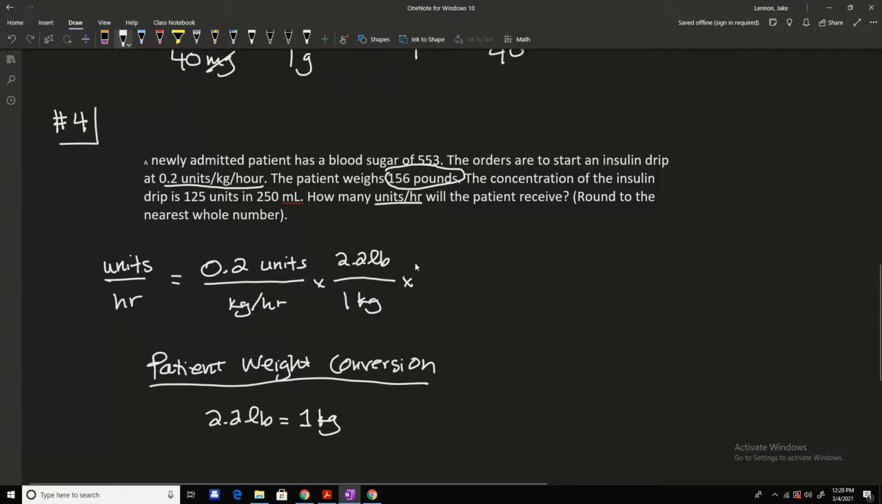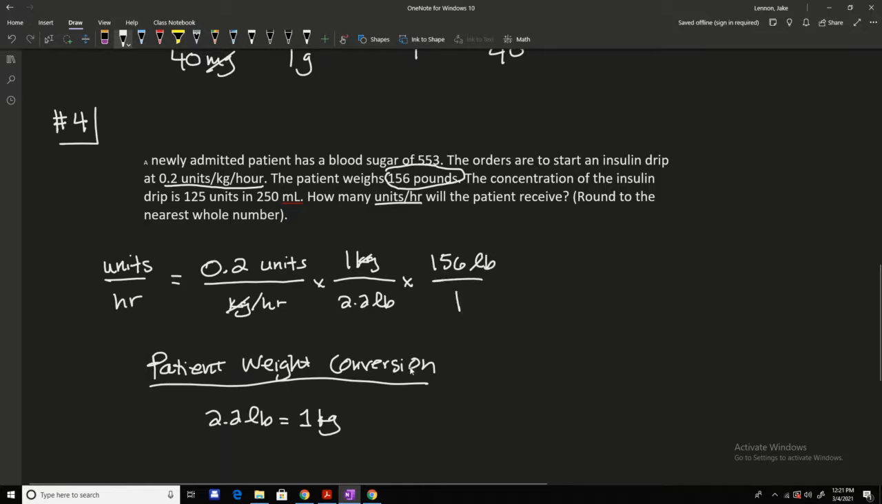Wait, did I? No, we were canceling it. Sorry, I messed that up. We want to cancel kilograms, so the kilograms needs to go on top. So I have 1 kilogram on top and 2.2 pounds below, because kilograms needs to be canceled. We're not trying to keep it. And then we have the patient weight, 156 pounds.